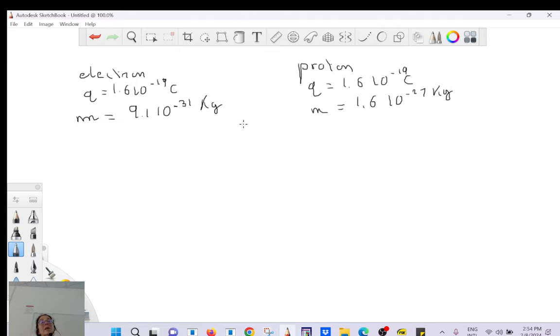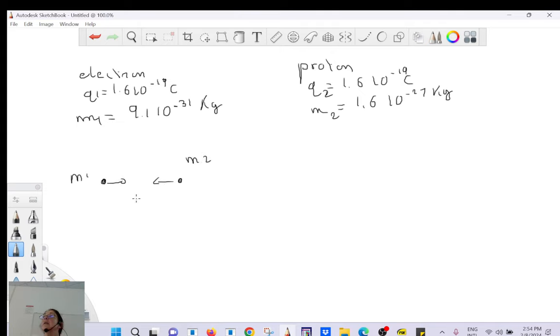That's why in the mass number in the periodic table, you don't care about electrons, you only care about neutrons and protons, because there is a ratio of 2,000 between them. So M1 is the electron, M2 is the proton, and they're going to attract each other.